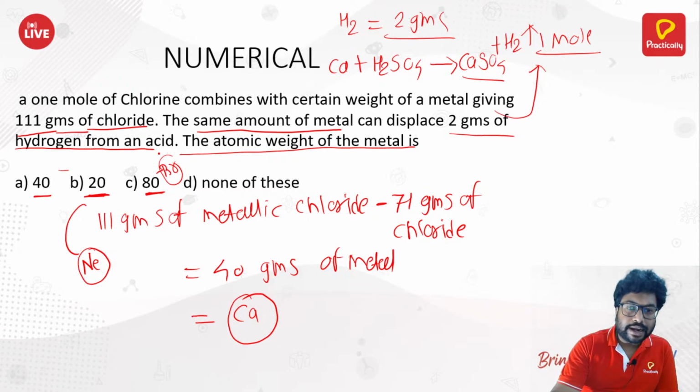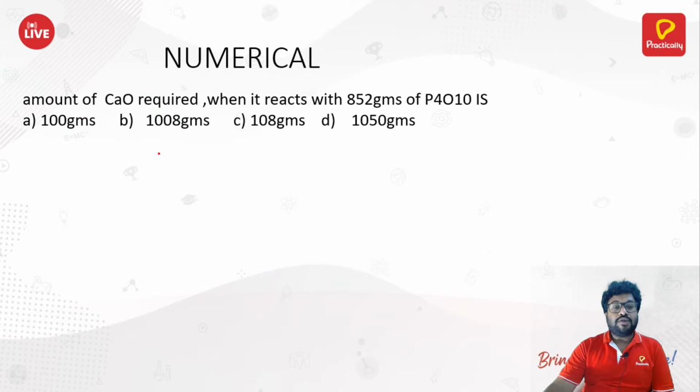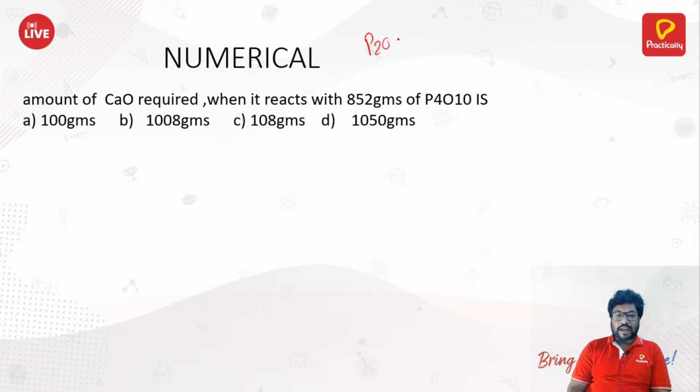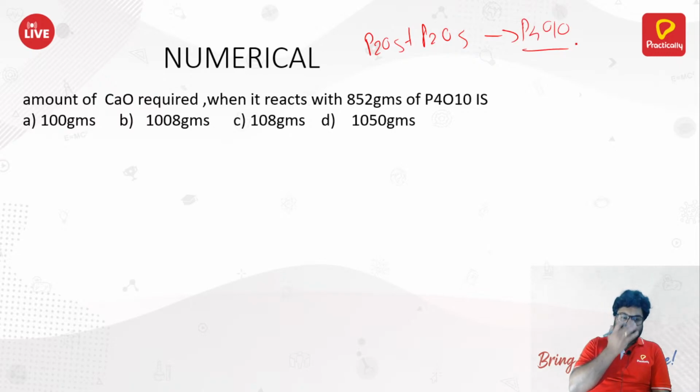Okay, so moving ahead. Next, the amount of CaO required when it reacts with 852 grams of phosphorus pentaoxide. Now this is phosphorus pentaoxide, but you might say, sir, we got 10 oxygen, how could it be pentaoxide? Yes, you have 10 oxygen, but it is actually a dimer of P2O5. P2O5 plus P2O5 together they give P4O10. So it's a dimer of phosphorus pentaoxide. Anyway, what they're saying is, the amount of CaO required to react with 852 grams of P4O10.